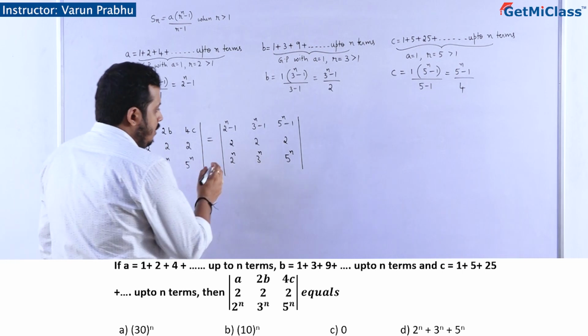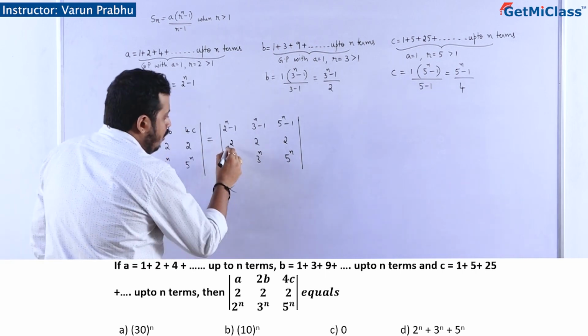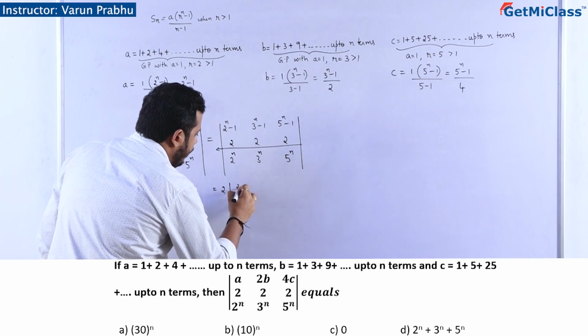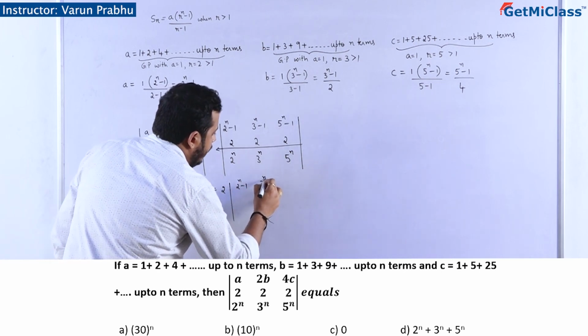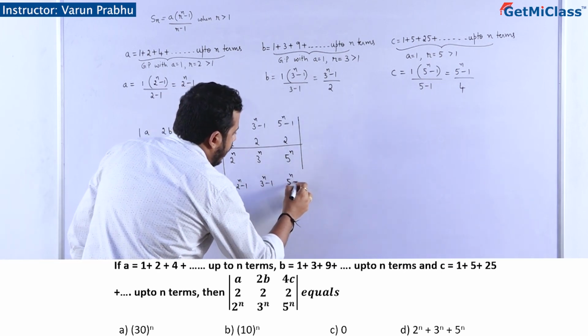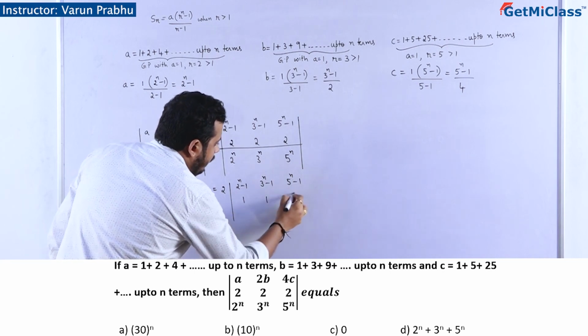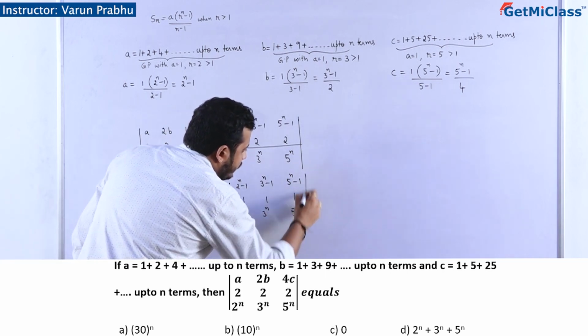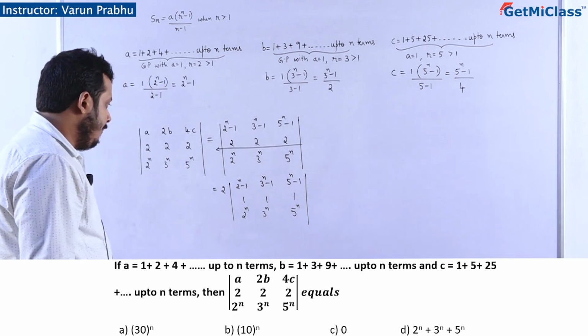Now what we'll do here? From this particular row, we can take the 2 out. So what are we left with? 2 to the power n minus 1, 3 to the power n minus 1, 5 to the power n minus 1, then 1, 1, 1, and 2 to the power n, 3 to the power n, 5 to the power n. Is it okay?